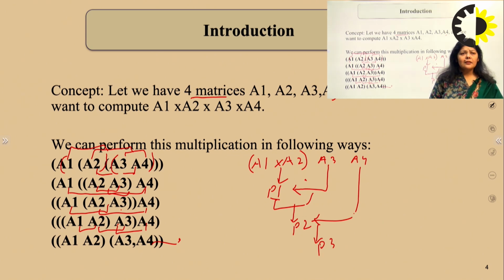So as we can see here, for a given chain of matrices, how I select two matrices at a time to perform the multiplication can be done in a variety of ways.